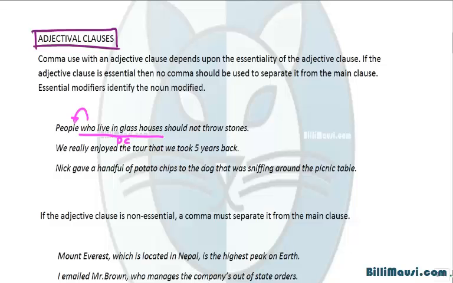In the next sentence we see, we really enjoyed the tour that we took 5 years back. So in this sentence you can see that it is identifying the tour. They might have taken many tours. So they really enjoyed which tour? The tour that they took 5 years back. There could be tours they have taken 1 year back, 2 years back, 3 years, 10 years, 15 years, but they really enjoyed the tour that they took 5 years back. So this entire dependent clause is trying to identify the tour.